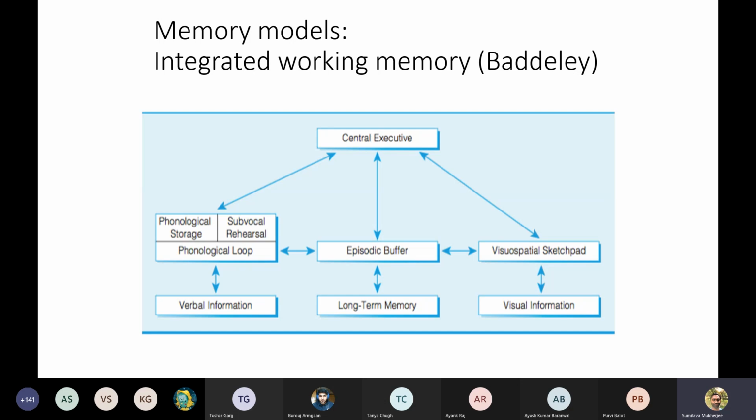Rehearsal helps you to remember certain sounds that are coming in as verbal information. This is the second part of the story. The third part is he introduced a catch-all term, which is the episodic buffer. Here, this is an episode. It binds information from the phonological loop and visuospatial sketchpad into one single episode.